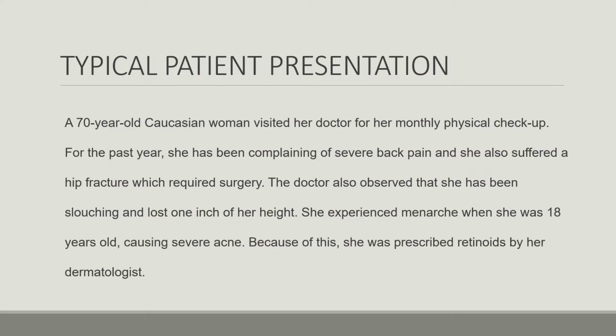To start, we have our typical patient presentation. A 70-year-old Caucasian woman visited her doctor for a monthly physical checkup. For the past year, she has been complaining of severe back pain, and she has also suffered a hip fracture, which required surgery. The doctor also observed that she has been slouching and lost 1 inch of her height. She experienced menarche when she was 18 years old, causing severe acne. Because of this, she was prescribed retinoids by a dermatologist.